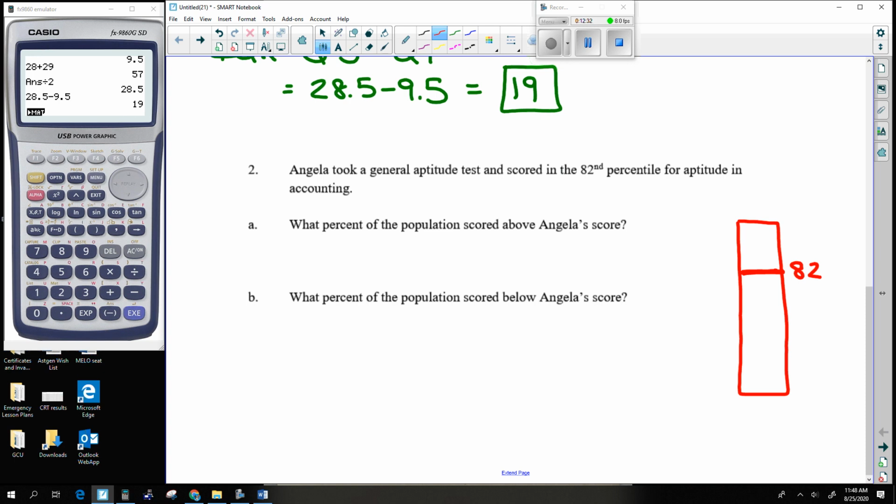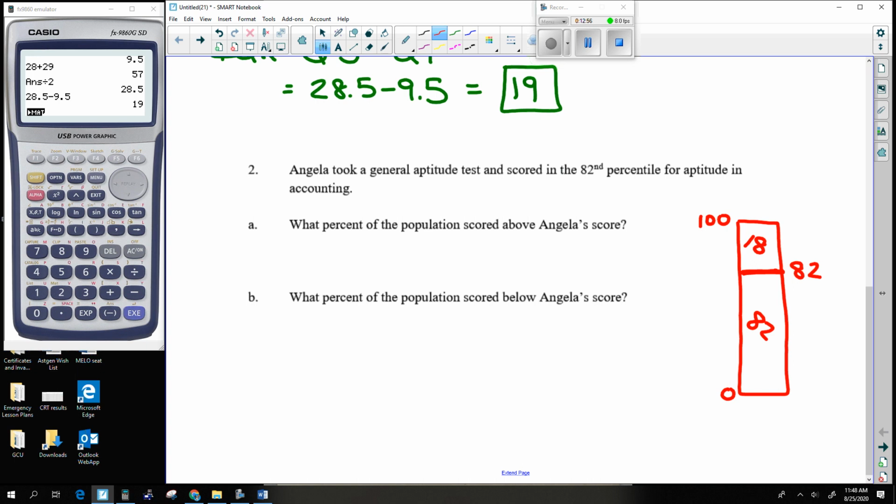Okay, so if this is 0 and this is 100, what percentage is below Angela? 82% is below Angela. What percentage is above Angela? That would be 18% above Angela. That's the idea of a percentile. So that is what it is.